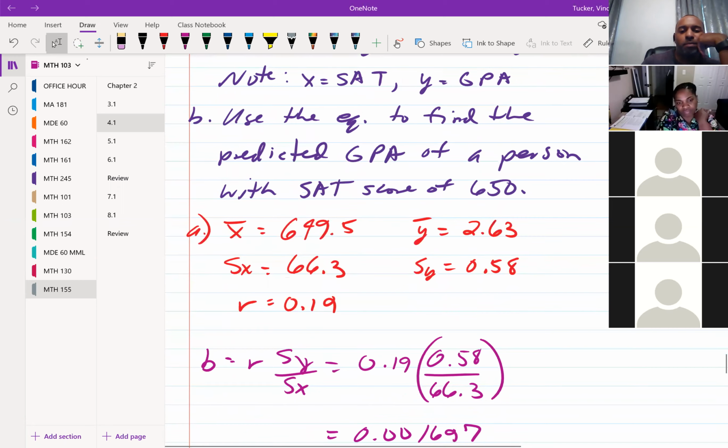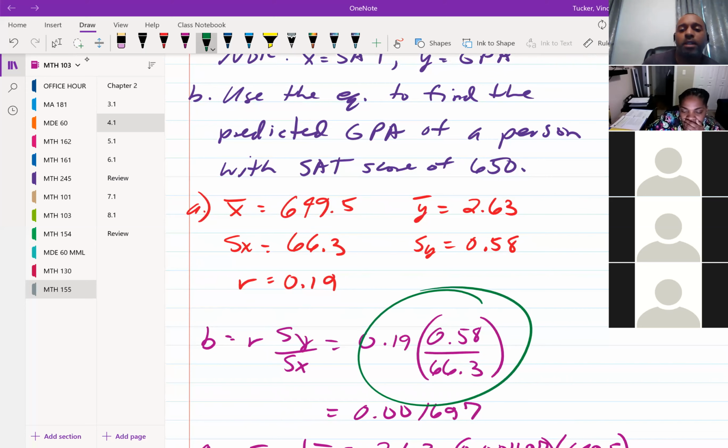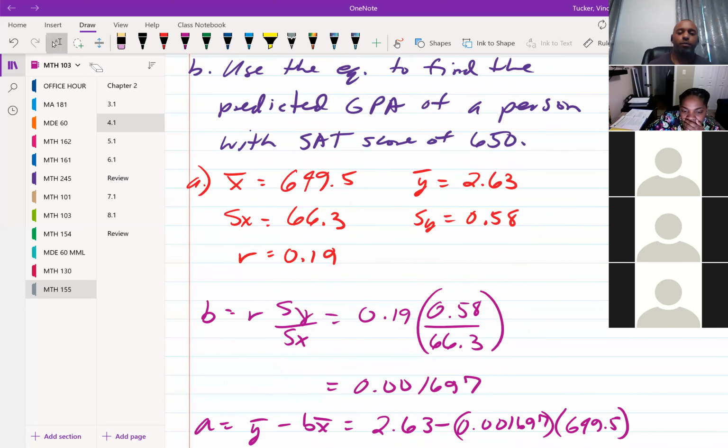All right. So if that's the case, you want to find B first. The formula for B was R times the standard deviation of your Y values over the standard deviation of your X. So this was the substitution here: 0.19 times 0.58 divided by 66.3. That gives us 0.001697. Always pay attention to your MyMathLab and see how many decimal places they want you to go out. I always go out 4 or 5, but since it had 2 zeros in front, this time I went out 6. But always pay attention to MyMathLab and they'll let you know how many decimals they want in the answer.